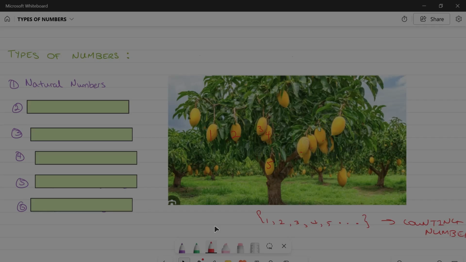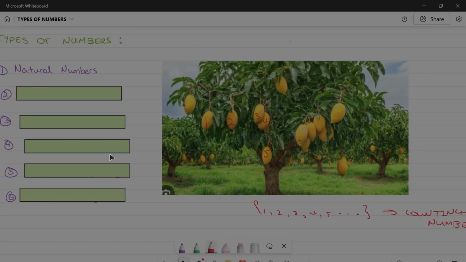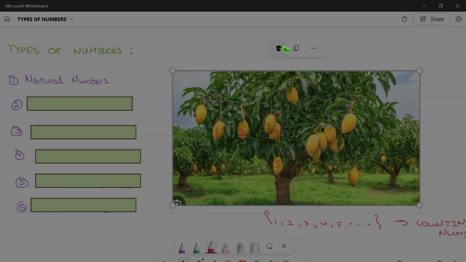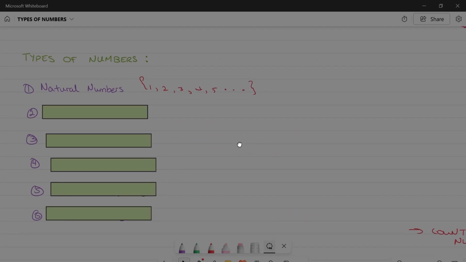So this is all natural numbers is. Natural numbers are simply numbers starting from 1. In other words, natural numbers are the numbers we use to count with: 1, 2, 3, 4, 5, and continuing on.